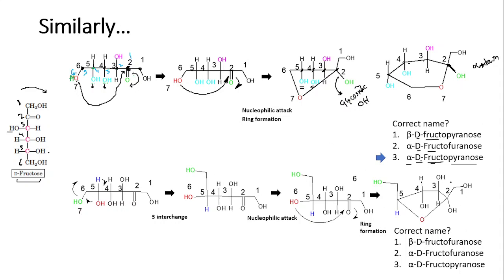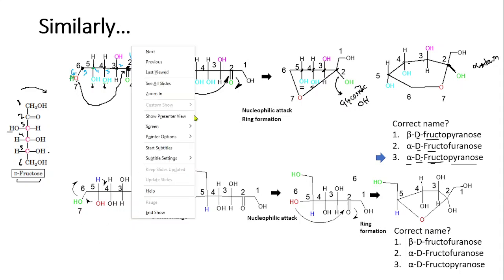Now let's see if we can form a 5-membered ring. So this is the way of forming a 5-membered ring. Let's see which OH would be involved.